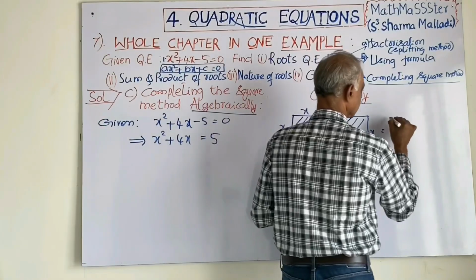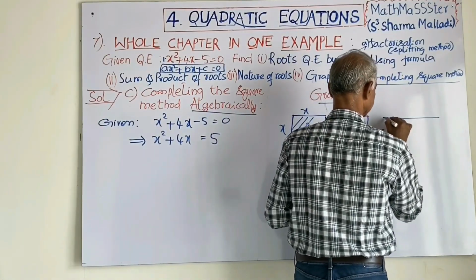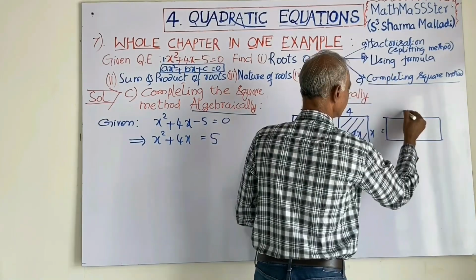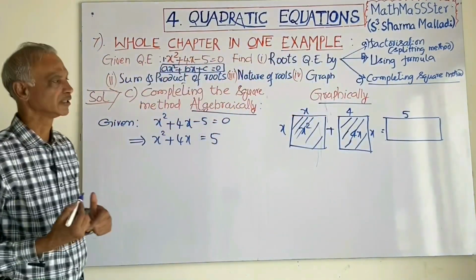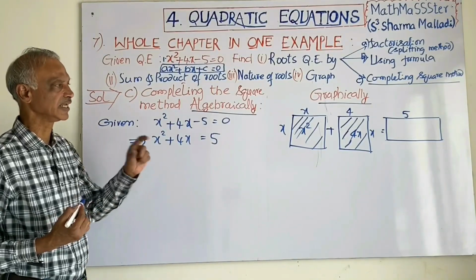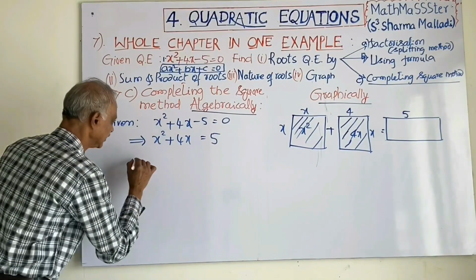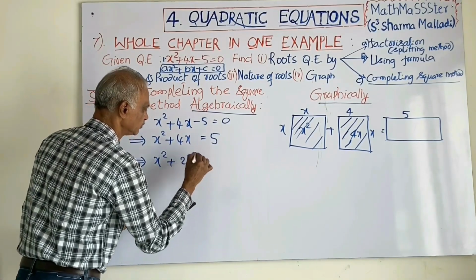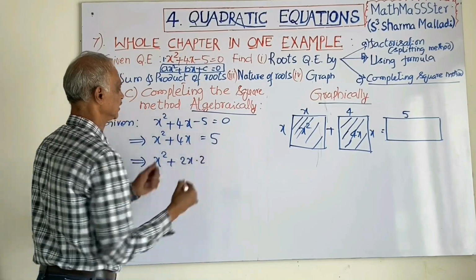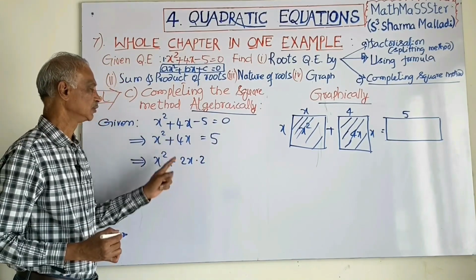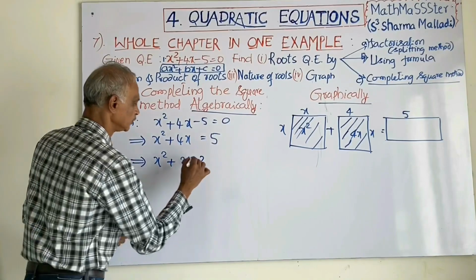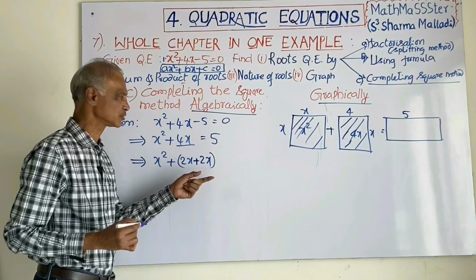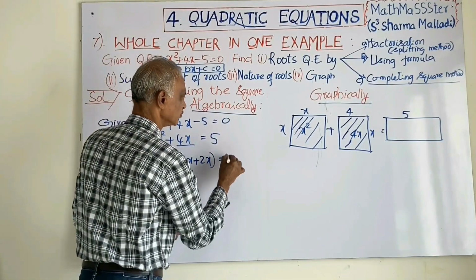I will take 5 units. This is 5. It is denoted, I am taking that as 5. Now, what do I do? It can be written as x square plus 2x into 2. 4x can be written as 2x into 2, or you take 2x plus 2x. I am taking 4x as 2x plus 2x is equal to 5.